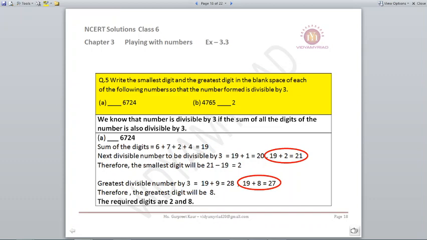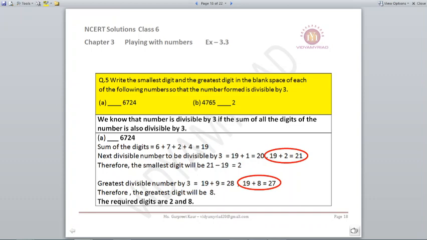Question number 5. Write the smallest digit and the greatest digit in the blank space for each of the following numbers so that the number formed is divisible by 3. Now what is the criteria for 3? The sum of all the digits should be divisible by 3.